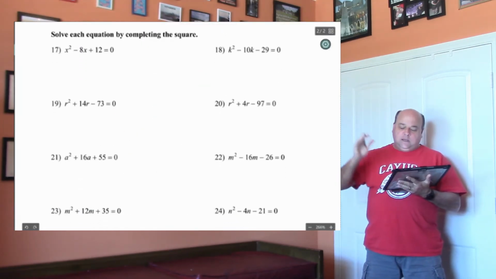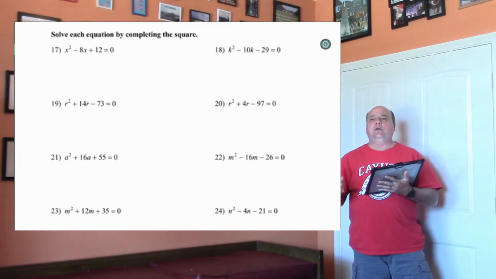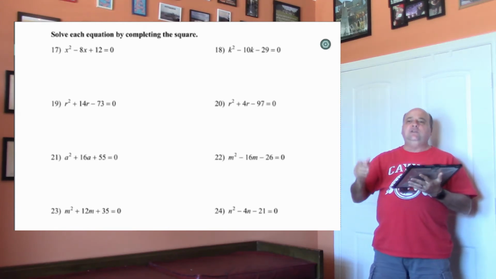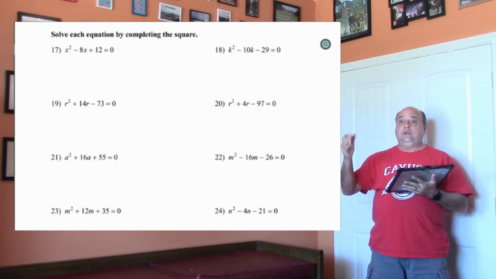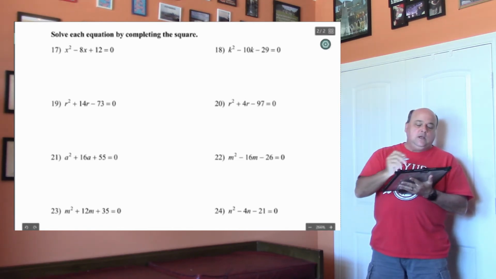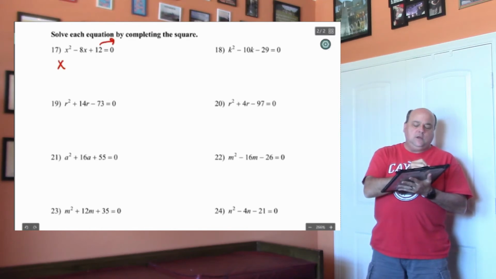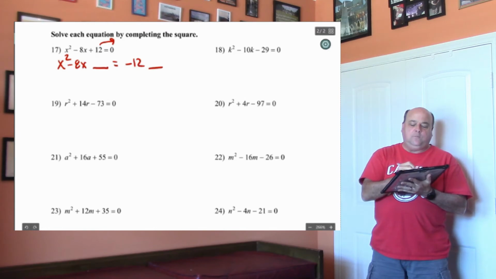Continuing on. 17 to 24, you got to be able to complete the square, okay? At least show the steps, okay? Most of these problems won't factor, so you got to do it by completing the square. So on 17, I'm going to do 2 of these with you. We're going to move over the 12, so x squared minus 8x blank equals negative 12 blank.